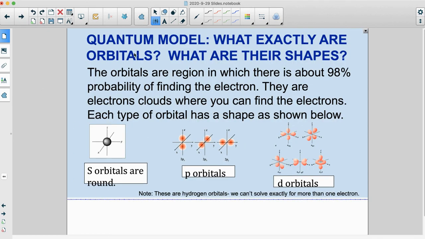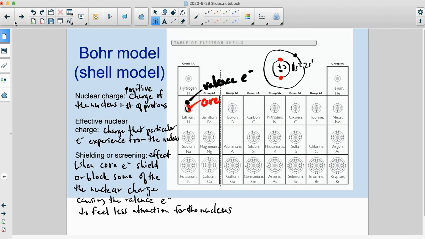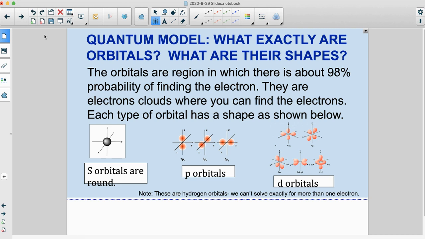Okay, but going back to the Bohr model for a second, the Bohr model is a great model, but actually electrons do not orbit the nucleus like this. They don't go in planetary orbits around the nucleus as Bohr imagined. The real picture, the real model that we have right now is the quantum model. And the quantum model is based on Schrodinger's equation.